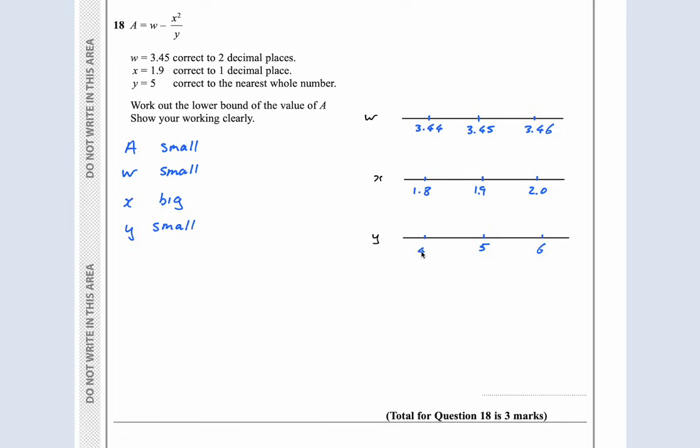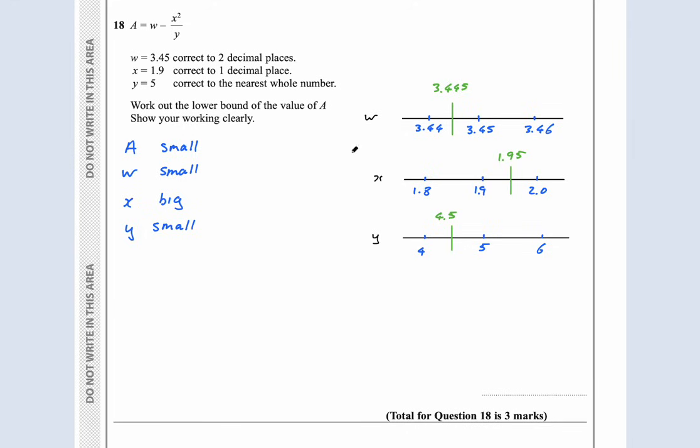Now to find the bounds, I do halfway between these. So halfway between these two is 3.4. Well, actually guys, I'll just do the one that we want. So I want w to be small, so I'm just going to do this one here. This is 3.445, halfway between these two. W is small, I want x to be big, so I'm going to do the upper bound. That's 1.95. I want y to be small, so that's the lower bound, which is 4.5.